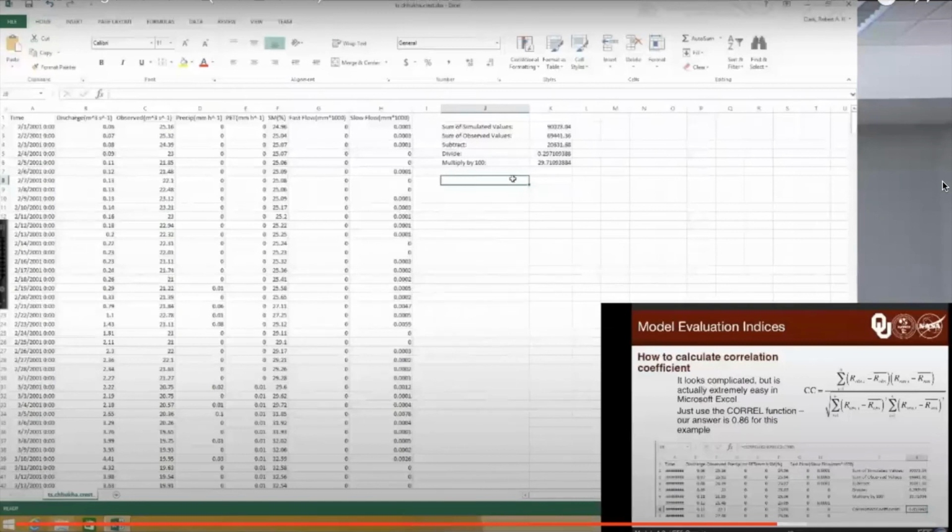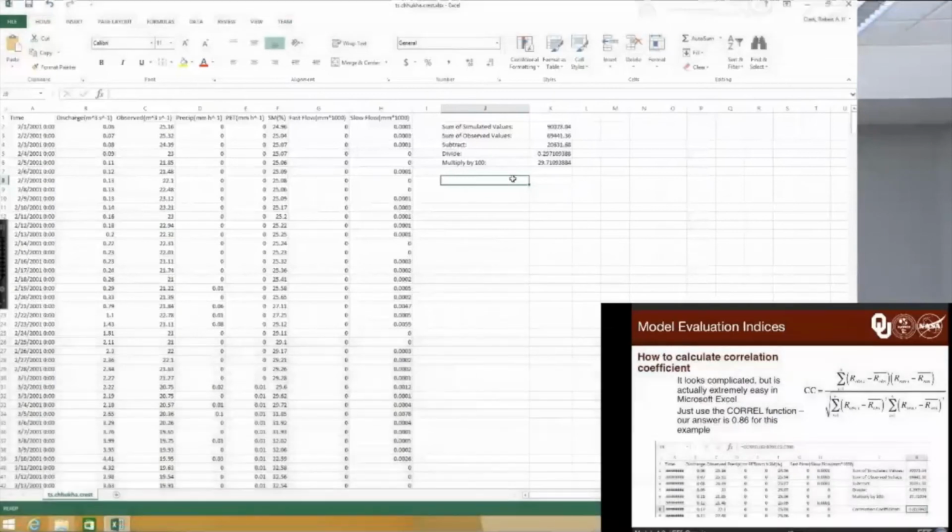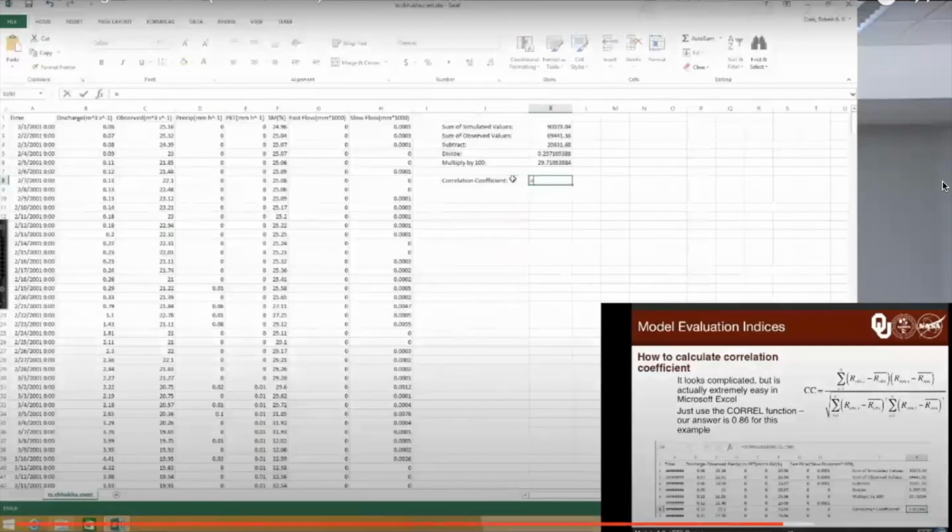It's used in a lot of math and science arenas, and so Microsoft Excel actually has a built-in function for that. So over here in my Excel window, I'm going to type in correlation coefficient, and I'm going to do that in cells J8 and K8. It's quite simple because Excel already has a function, and I'm going to write the correlation coefficient in columns J and K.